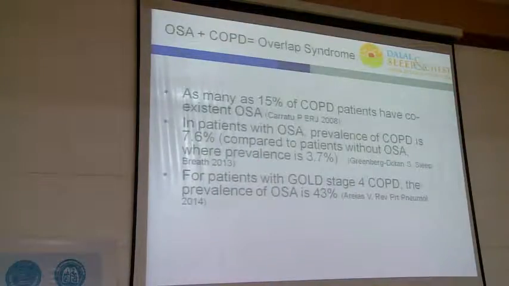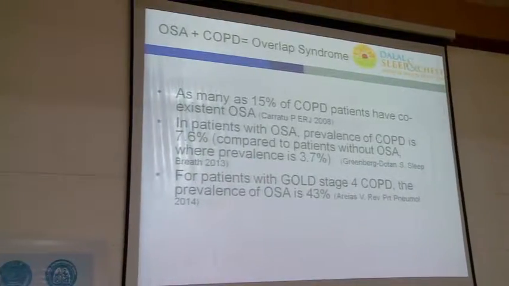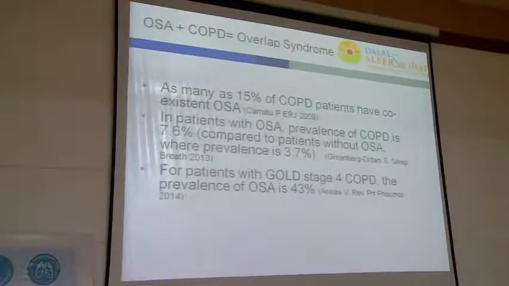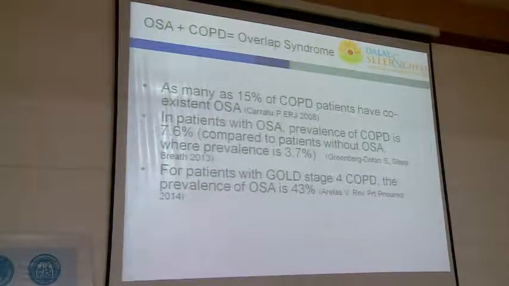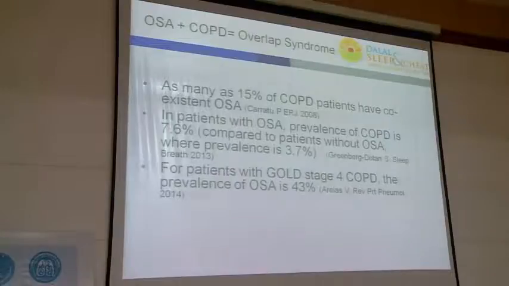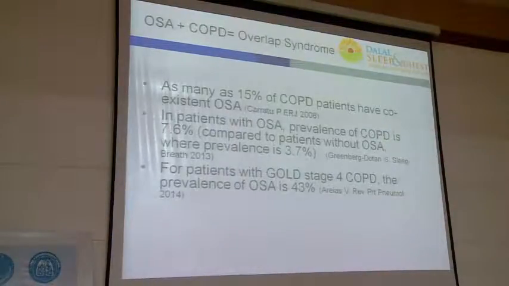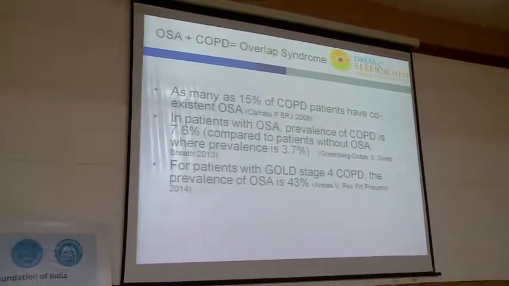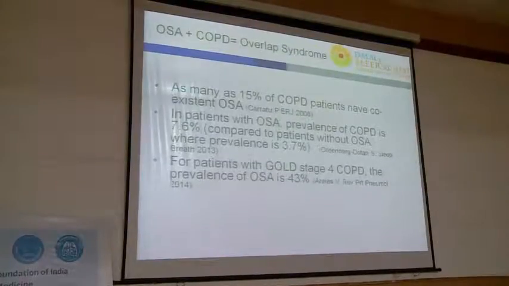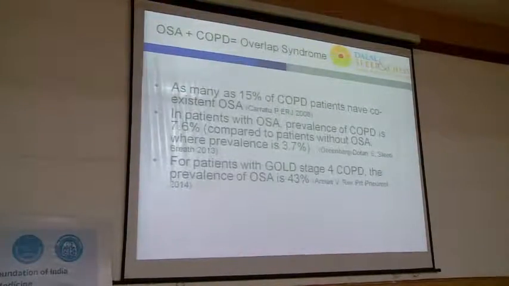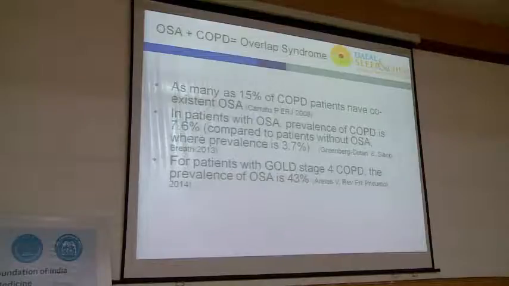Obstructive sleep apnea and COPD together is called an overlap. Nearly 15% of COPD patients have coexistent obstructive sleep apnea. And conversely, if you have a patient with obstructive sleep apnea, the prevalence of COPD in such patients is around 7.6%. But when you have a GOLD stage 4 COPD, the prevalence of obstructive sleep apnea in those patients is nearly 43%.